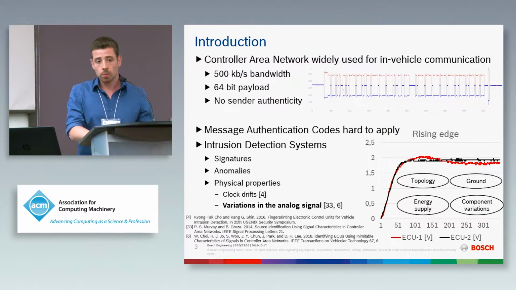And this is caused by the topology, by the grounding, by energy supply, and also by component variations, which are industrially typical with 5%, for example, for transistors.